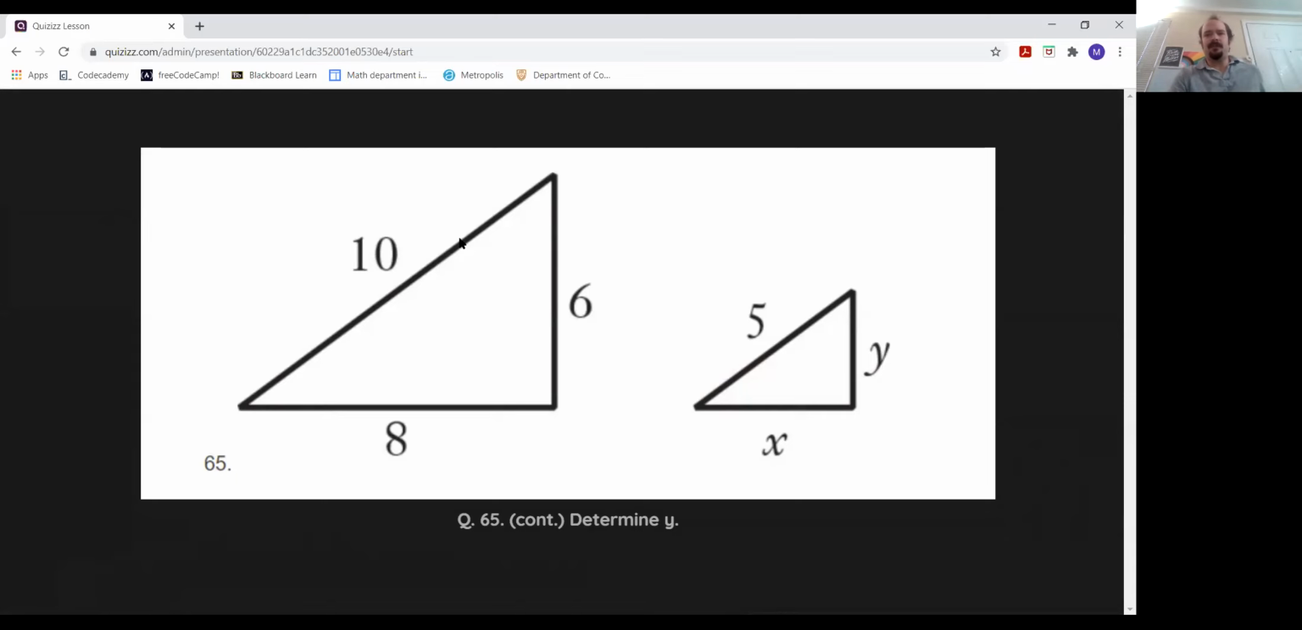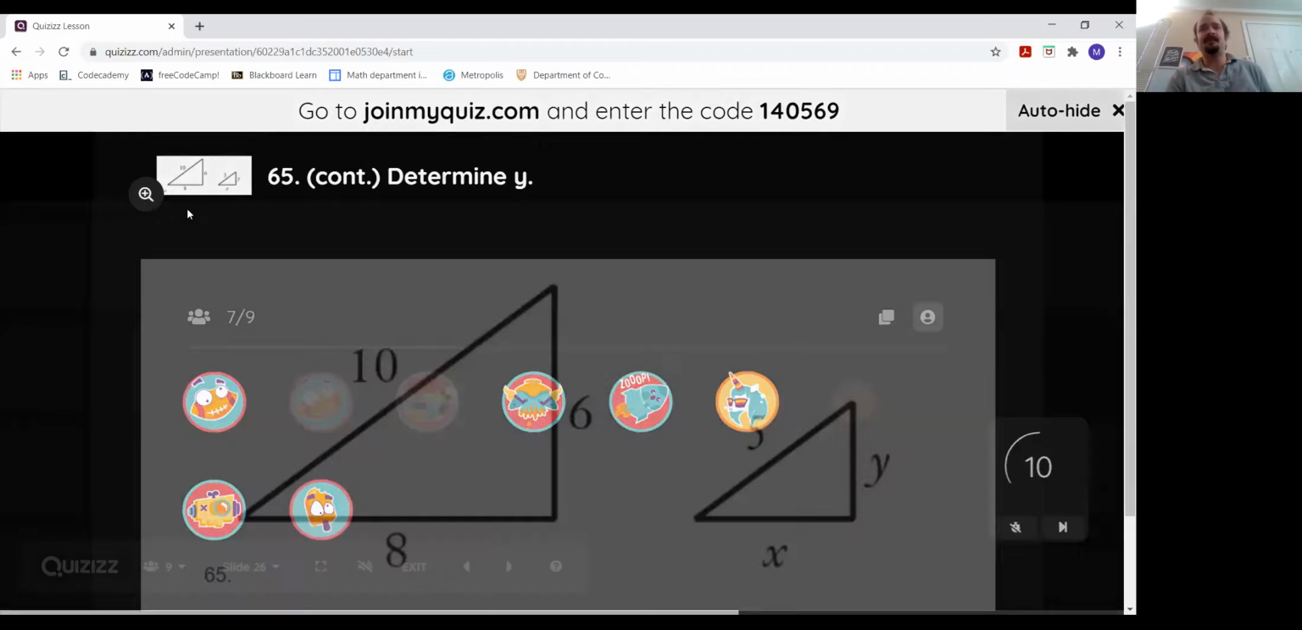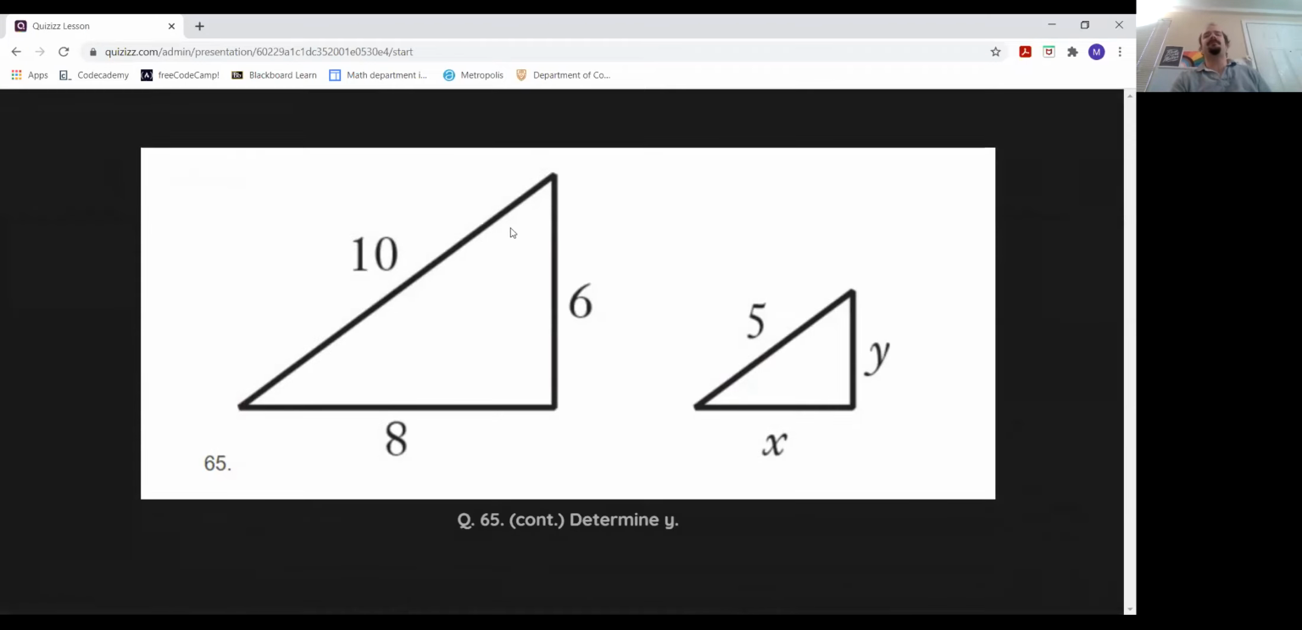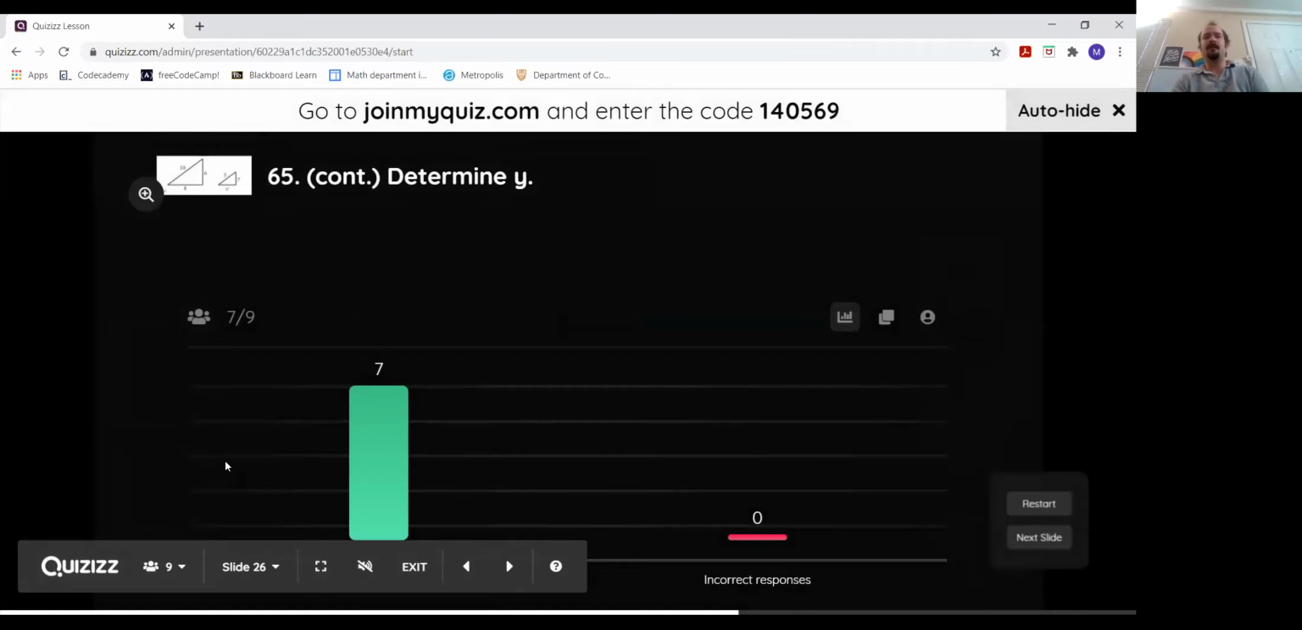So if you want to set up equivalent ratios, you go 10 to 5 equals 6 to Y, if you really wanted to do that. The easy way to do it is going from 10 to 5, or dividing by 2. That's probably the easier way. So 8 divided by 2 gives you 4, and 6 divided by 2 gives you 3, which is what you should be getting for this one.